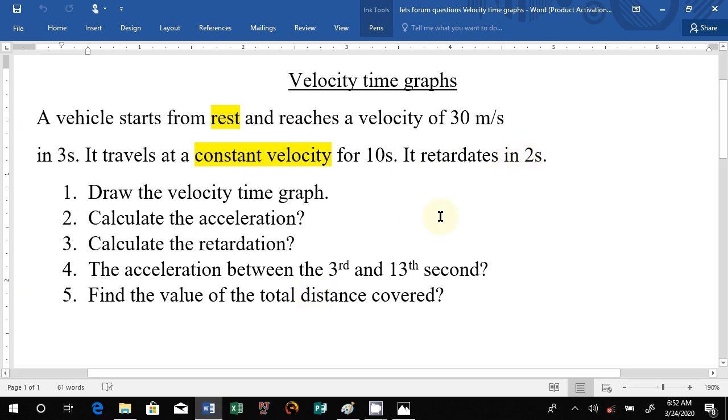Probably there should have been a part which says and brought to rest or comes to zero. That one is important. So we are saying it retards in 2 seconds. For the sake of clarity, let me just say to rest. Okay, brought to rest.